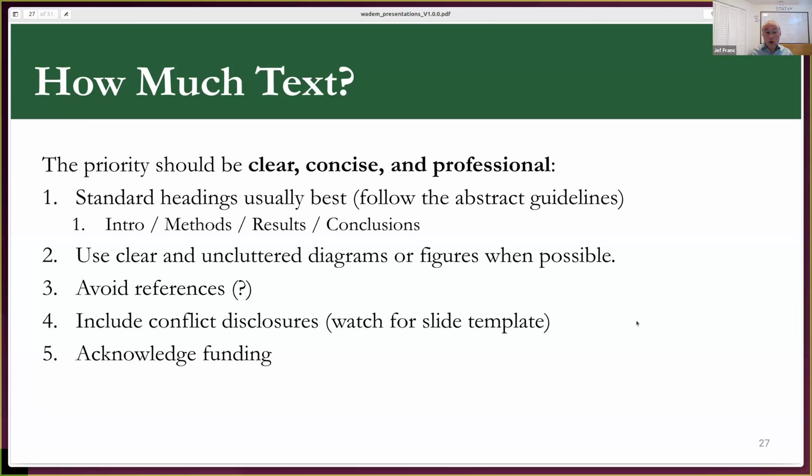First thing to remember is your priority is to be clear, concise, and professional. Okay, so that is the priorities of developing that text. So make sure whatever you're putting on there is that. I suggest following the standard abstract guidelines. So whatever headings you did in your written abstract, I follow those out into the poster or the oral presentation. So that's going to be your introduction, methods, results, conclusions in most cases.